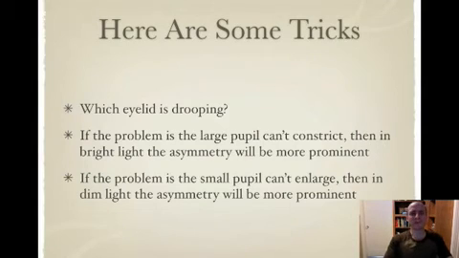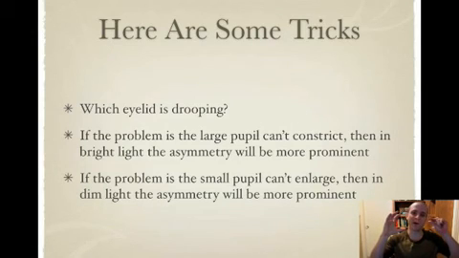Which eyelid is drooping? If there's an eyelid drooping, that's probably the abnormal side. Another trick you can do is dimming or raising the light in the room. If the problem is the large pupil can't constrict, then in bright light the asymmetry will be more prominent because this pupil can't constrict, this one's small, and in bright light it's going to get smaller and the difference is going to be more pronounced.